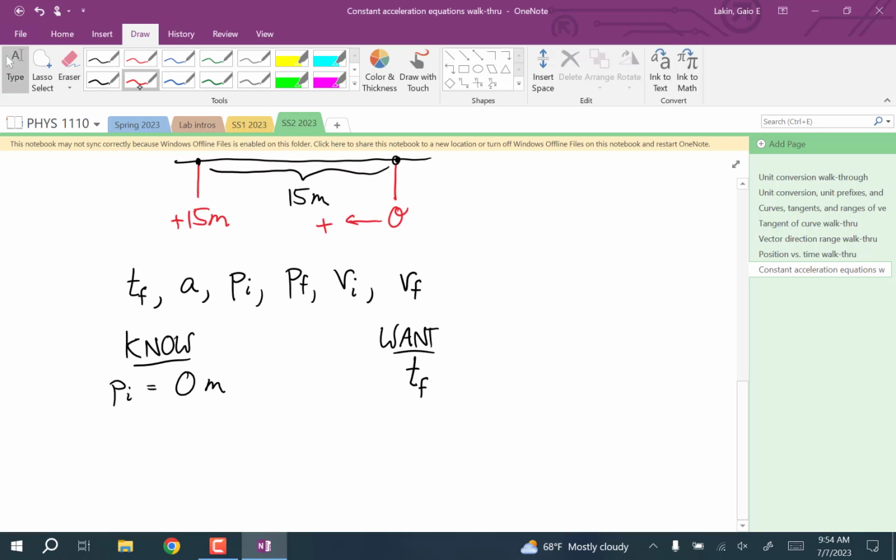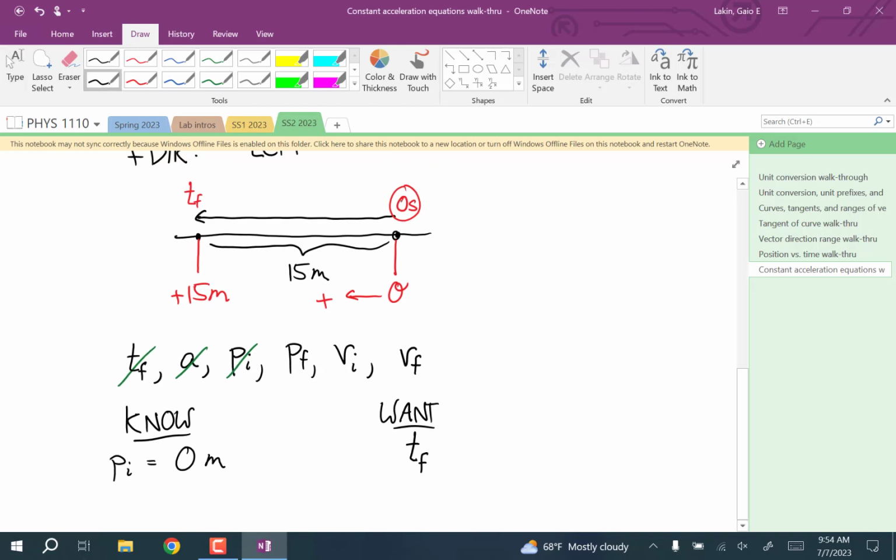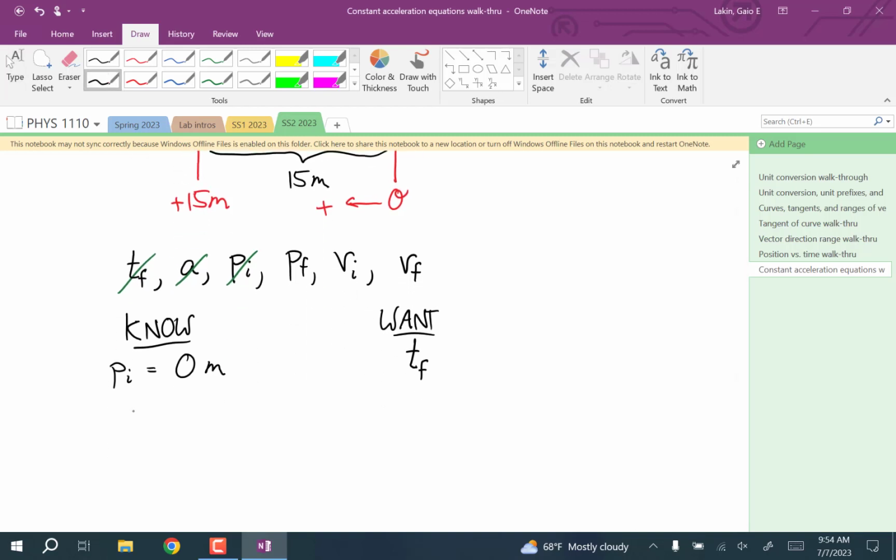Now the next one, we're just going through this list. Do we know P final? That's the position at time final. Pause and see if you know a value for that. Okay, well, at T final, we don't know what the stopwatch says, but we do know that the object is going to be at this location 15 meters away, and we've already figured out that the position of that location is positive 15. So P final is positive 15 meters.